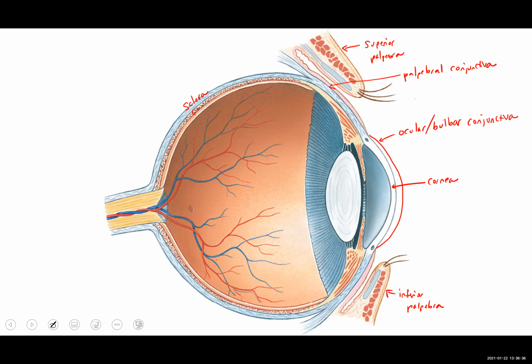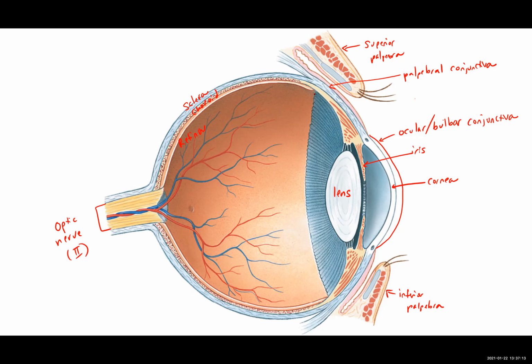Then we can see the layer of the vascular tunic, which includes the choroid. We can see the lens. Right here you can see the iris. And then we can see the innermost tunic, which is called the neural tunic, and we see that that's going to include that layer called the retina. We can also see coming off of the eyeball here, optic nerve, cranial nerve number 2.